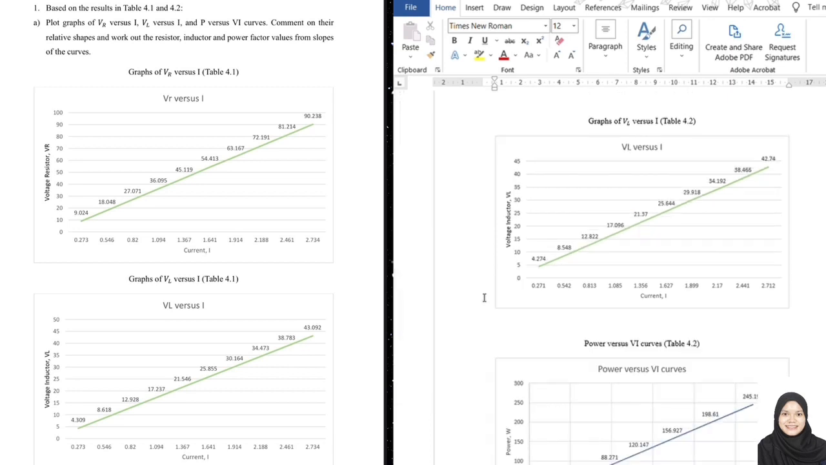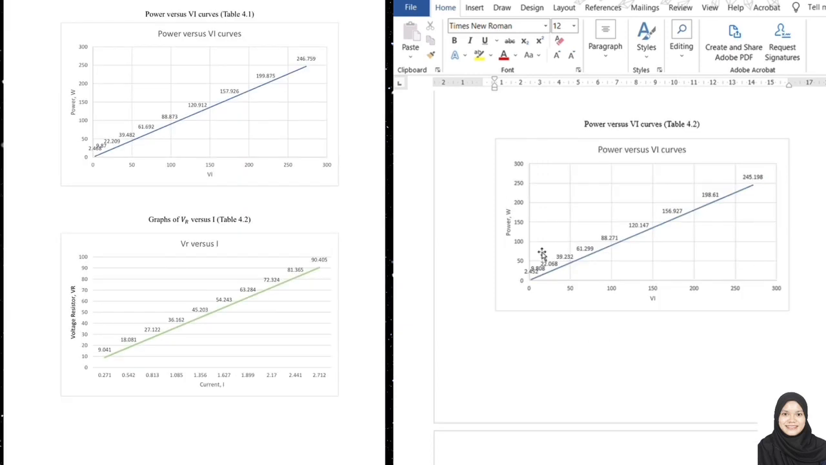Next one is the graph VL versus I, and this is the graph for table 4.1 and this one is for table 4.2. As you can see from this graph, the VL in table 4.1 is more than table 4.2. When the current is 2.734, we get the value of VL is 43.092. Meanwhile, at current 2.741, we get the VL of 42.74. So we can see that the value is much higher in table 4.1.